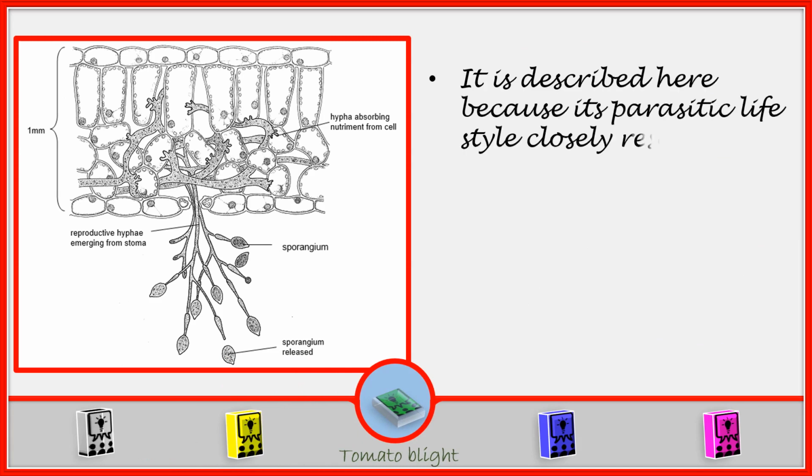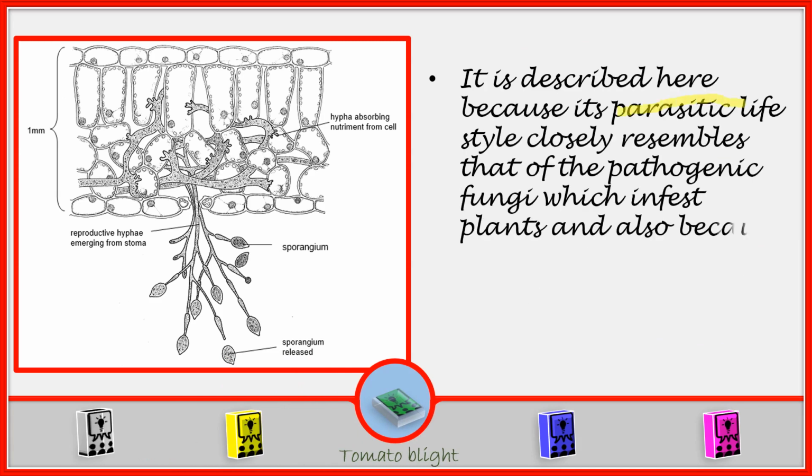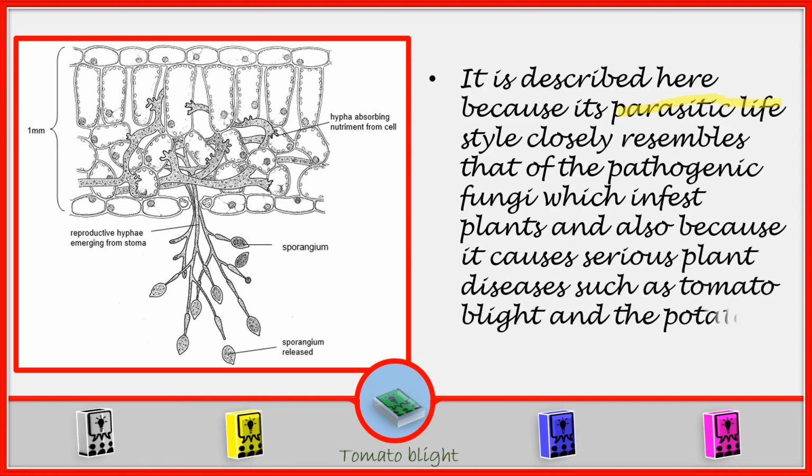It is described here because of its parasitic lifestyle, which closely resembles that of the pathogenic fungi which infest plants, and also because it causes serious plant diseases such as tomato blight and potato blight. So we are bringing it here because it has a parasitic lifestyle closely resembling that of the pathogenic fungi.